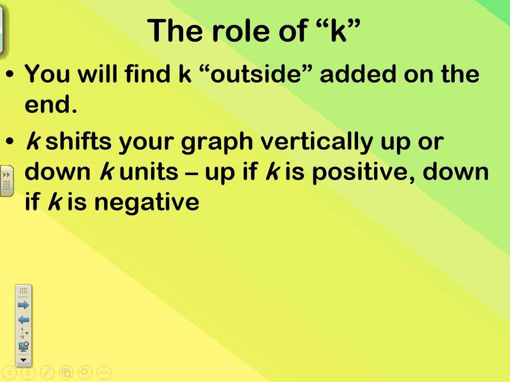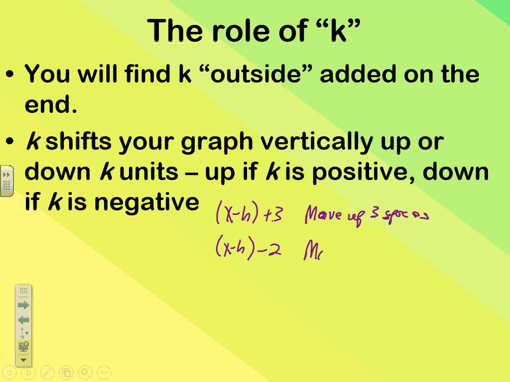Okay. So here where it says K, that basically says do exactly what it says to do. So say for instance, if we had x minus h plus 3, that says exactly what it means to do. It says move up 3 spaces. If I said x minus something minus 2, well, that minus 2 says exactly what you think it means. It says move down 2 spaces.